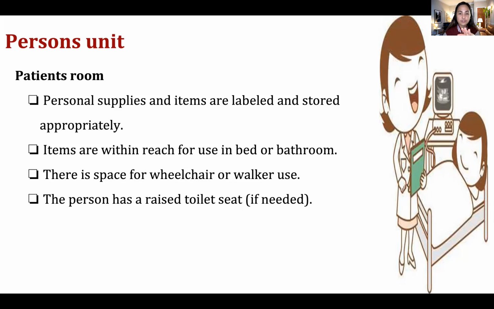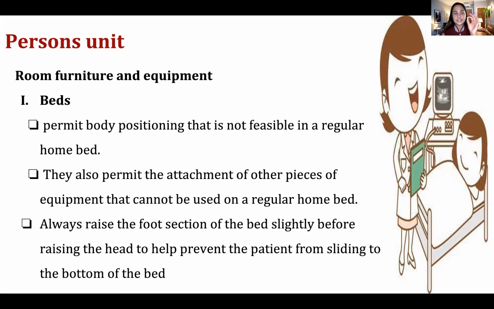Items are within reach for use in the bed or bathroom. There's space for wheelchairs or walkers, and the person has a raised toilet seat. The room furniture and equipment includes the following. There will be a bed.